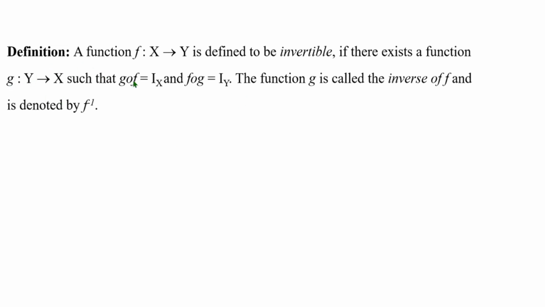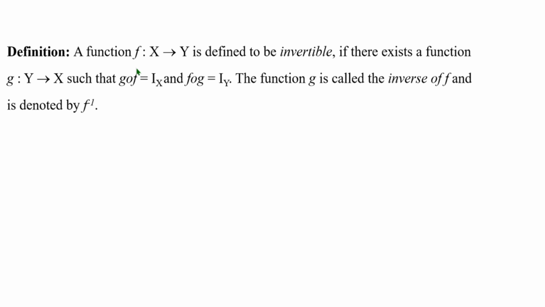A function f from the set X to the set Y is defined to be invertible if there exists a function g from Y to X such that g of f is equal to I_X and f of g is equal to I_Y. The function g is called the inverse of f and is denoted by f inverse.